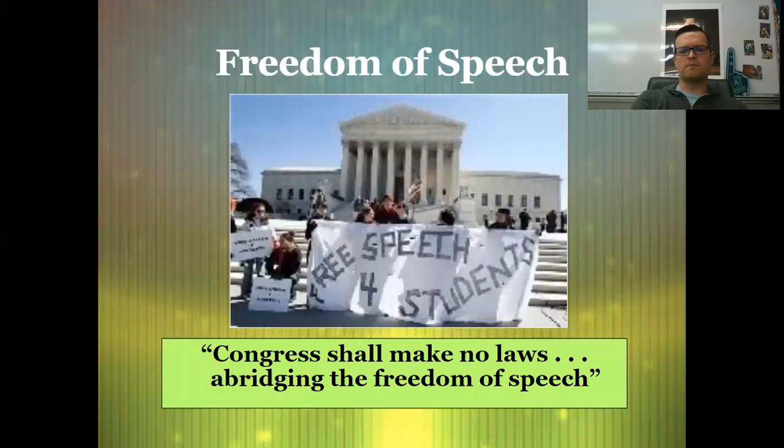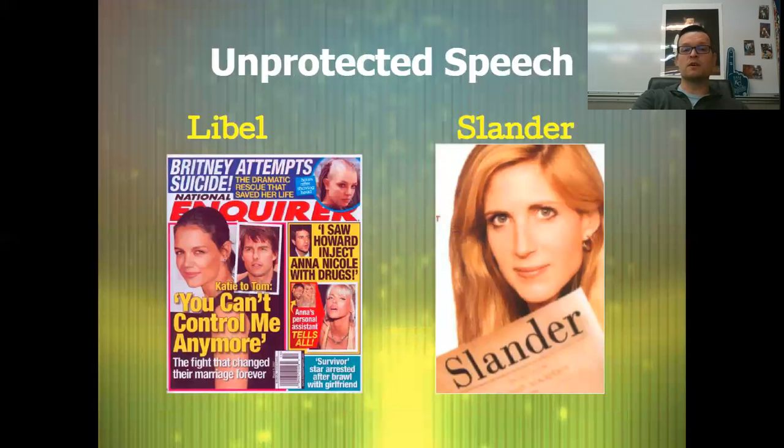So basically the Constitution just says Congress shall make no law abridging, sorry, I can't talk today, the freedom of speech, okay? So there are some examples of unprotected speech. So libel and slander are two examples. If you want to think about it, it's like making up rumors about people. Slander is making false rumors about someone that damages their reputation.